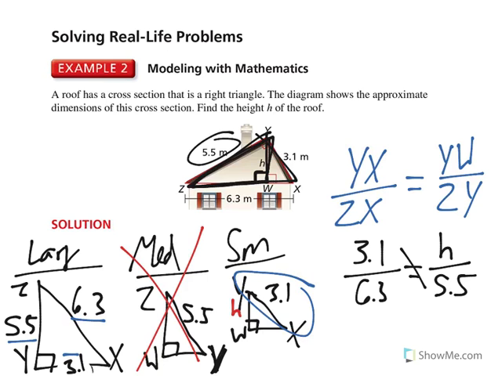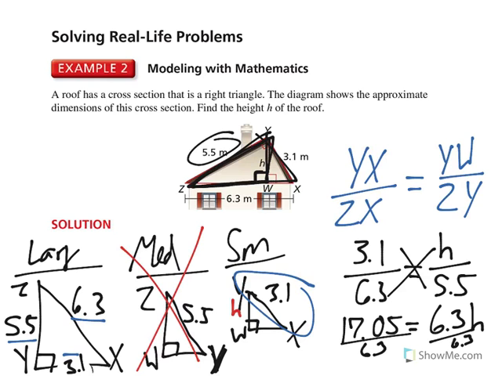So once we have this proportion, we already know we cross multiply, and then we solve. So when I do 3.1 times 5.5, I get 17.05. And then 6.3 times H, I just get 6.3H. I'm going to divide by 6.3. And so I end up getting my height is 2.71. I'm going to give it 2 decimals. Or everything else is in 1 decimal, so you can just give it 1. So 2.7 meters would be my height.